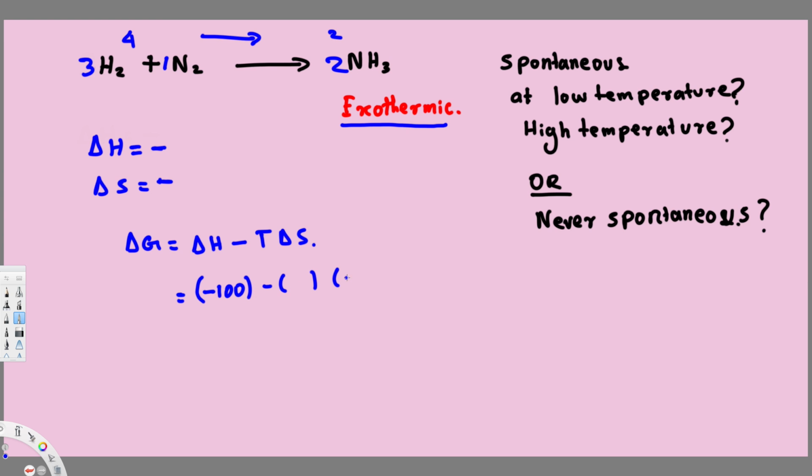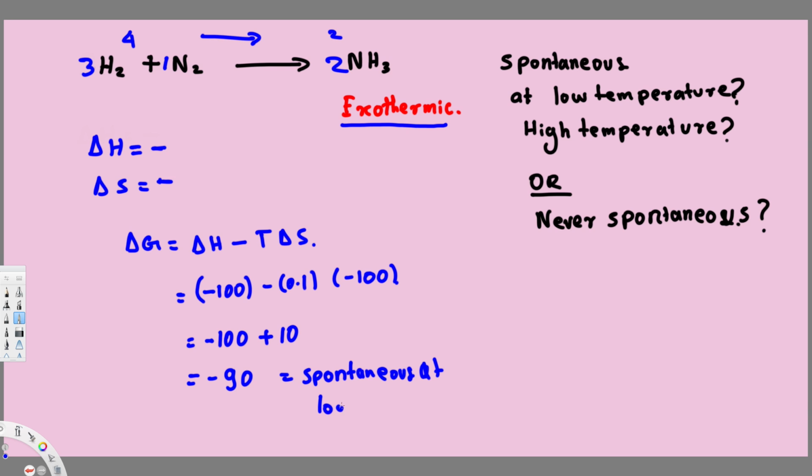minus negative 100. Let's put a small value for temperature, for example 0.1, right? If I take 0.1 for temperature and multiply, negative 0.1 times negative 100 is going to be plus 10, right? Plus 10. So minus 100 plus 10 is going to be negative 90. So here we are getting a negative answer. So this is spontaneous at low temperature.